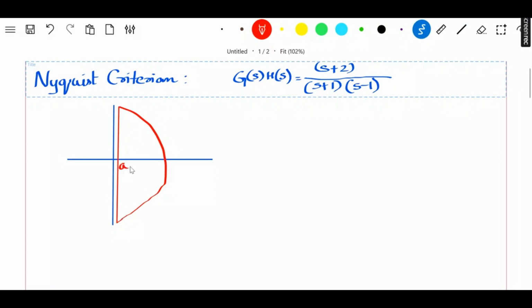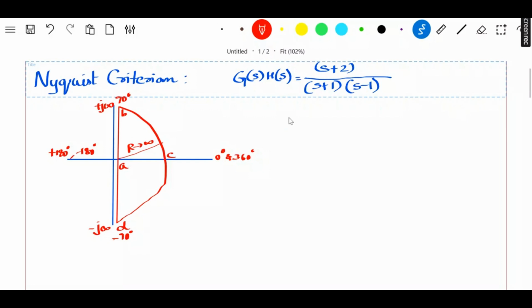You'll have A, this is B, C, D, and then this is plus j infinity, and this is minus j infinity, and this is 0 degree and 360 degree. This is 180 plus and 180 minus. This is plus 90 degree and this is minus 90 degree, and we have this R tending to infinity. Now this is the basic contour for this particular problem because we don't have any pole at the origin.